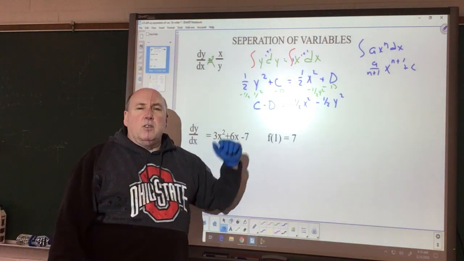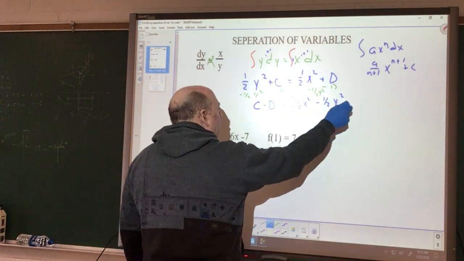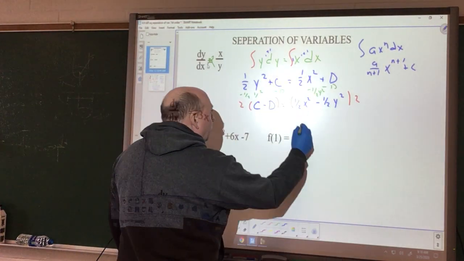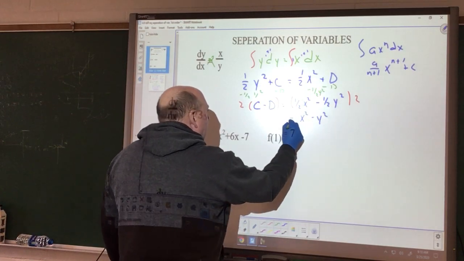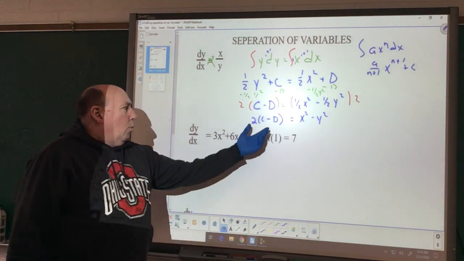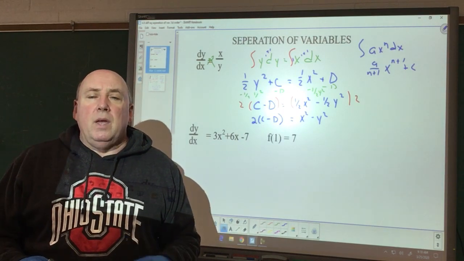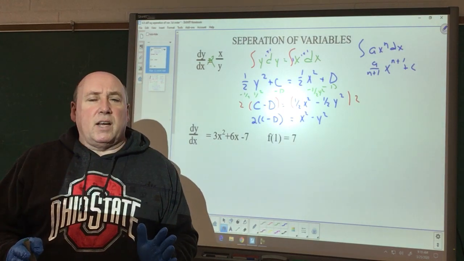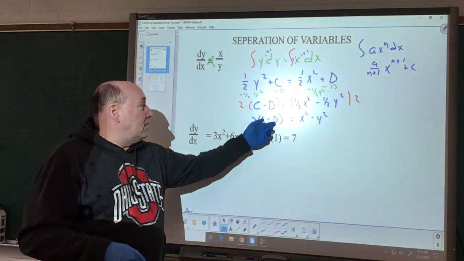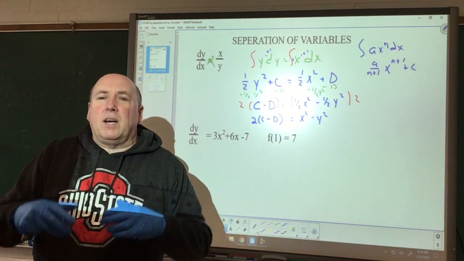Now, it's sort of ugly having those 2's in there. So we can multiply both sides by 2. So we are left with x squared minus y squared is equal to 2 times c minus d. Well, these are constants that we have no idea what they are. They're just constants. So if I take a constant and subtract off another constant, I get just another constant. Well, if I multiply that constant by a value 2, I just get another constant. So I just get a different constant there.